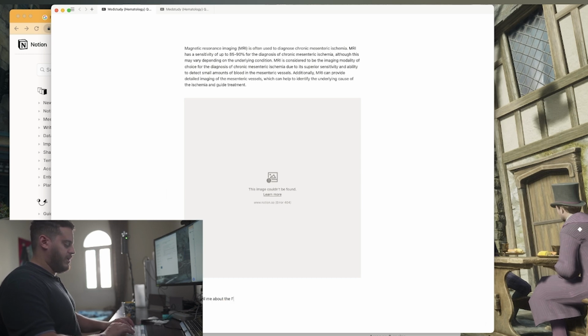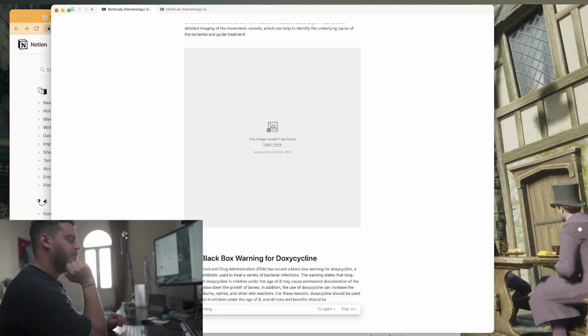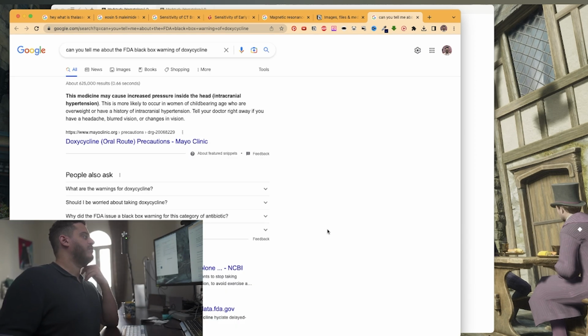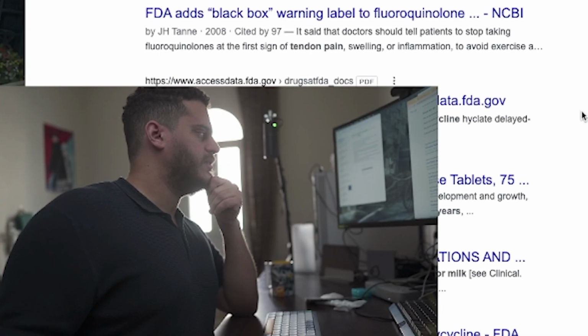Can you tell me about the FDA black box warning of doxycycline? It states that the long term use of the agent may cause increased pressure in the head. Okay, that's actually accurate. Fine, let's double check with Google. What are the warnings? What is the black box? No, yeah, that's for fluoroquinolones. Yeah, it's actually accurate. Not bad.